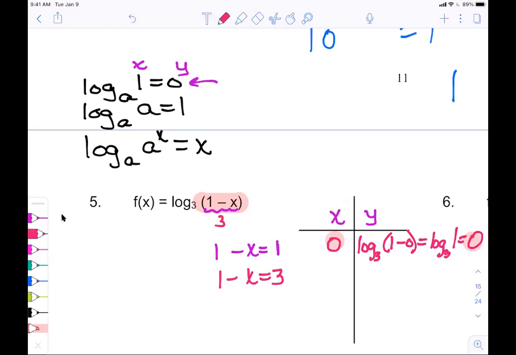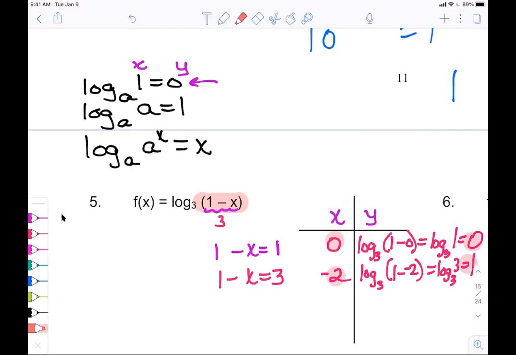Would it be -2? Yeah, perfect, -2. So then just showing you how that works. I would have 1 minus a -2, which we know is the log base 3 of 3, and that equals 1. So my second ordered pair would be at 2 and at 1.